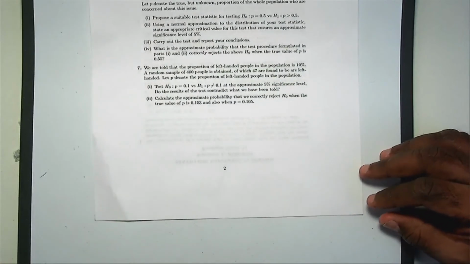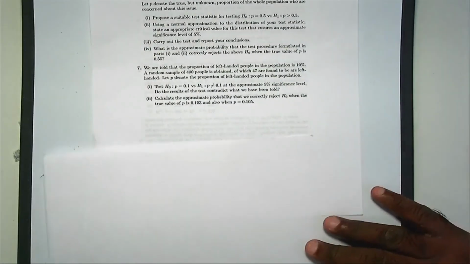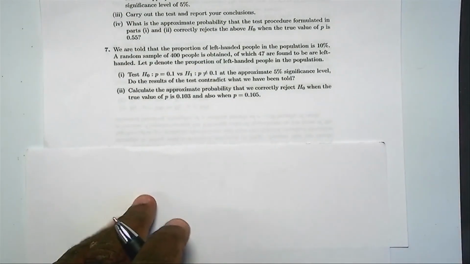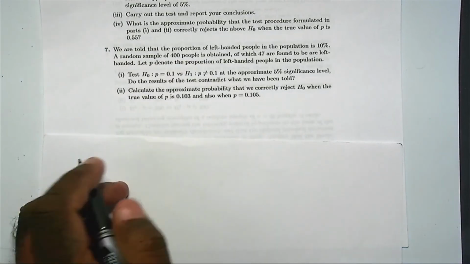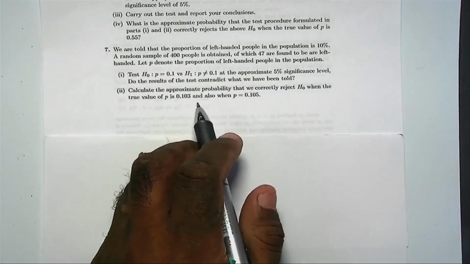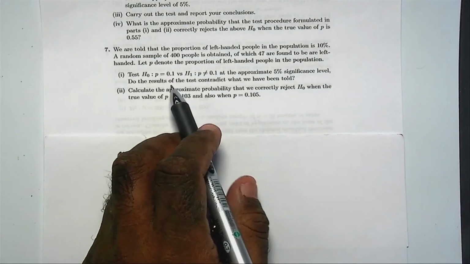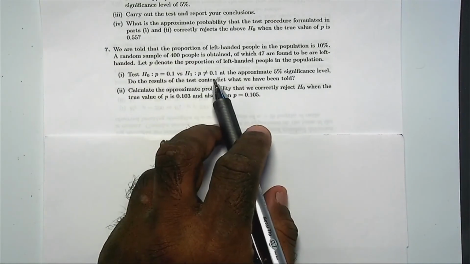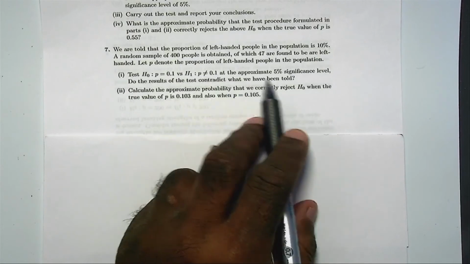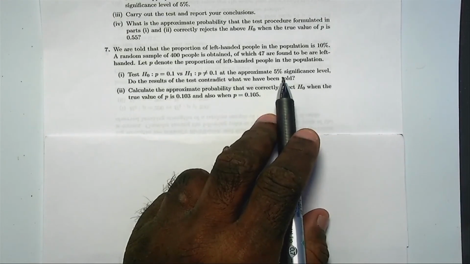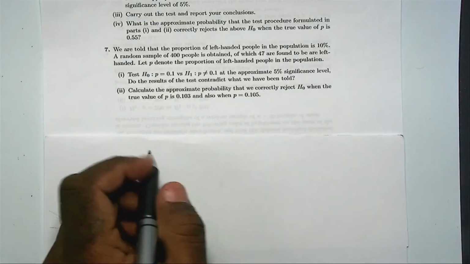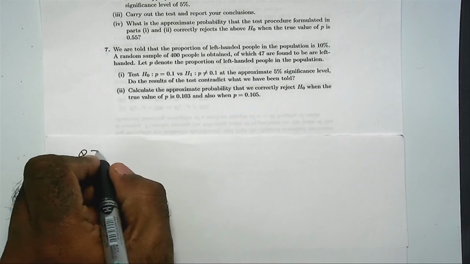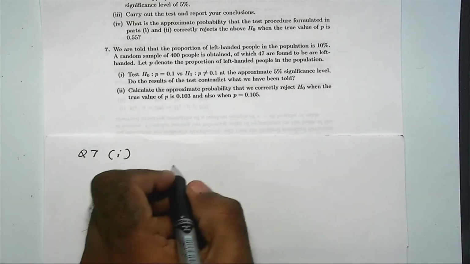Hope you can read it. Let me zoom it in. Here you have two parts. The first part is you're trying to test whether p equals 0.1 versus p not equal to 0.1 with the 5% level of significance. Okay, so question 7.1.